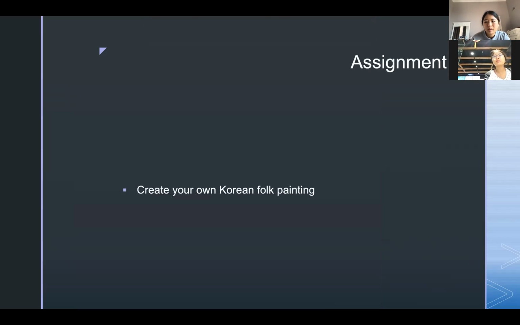And my assignment is for you to create your own Korean folk painting.